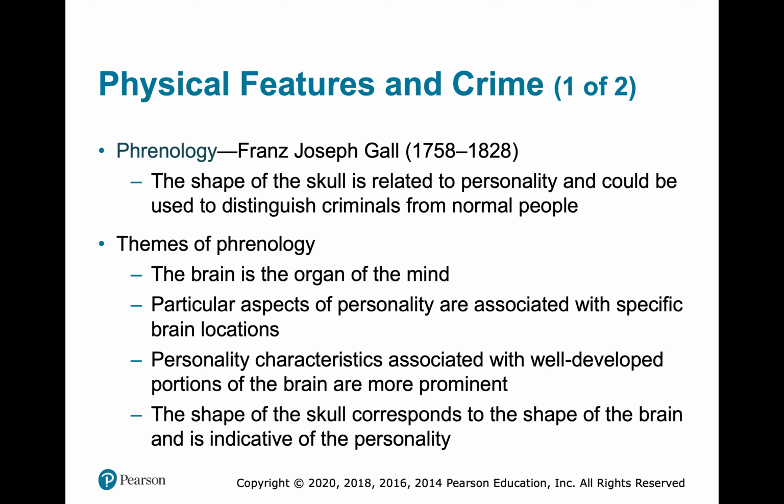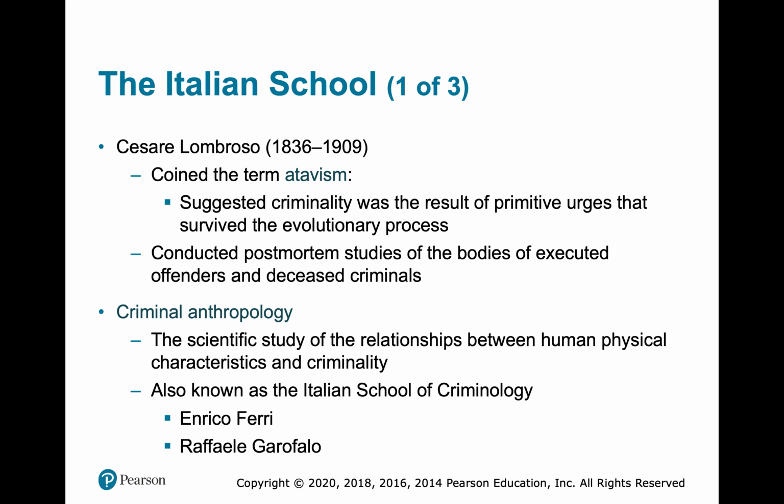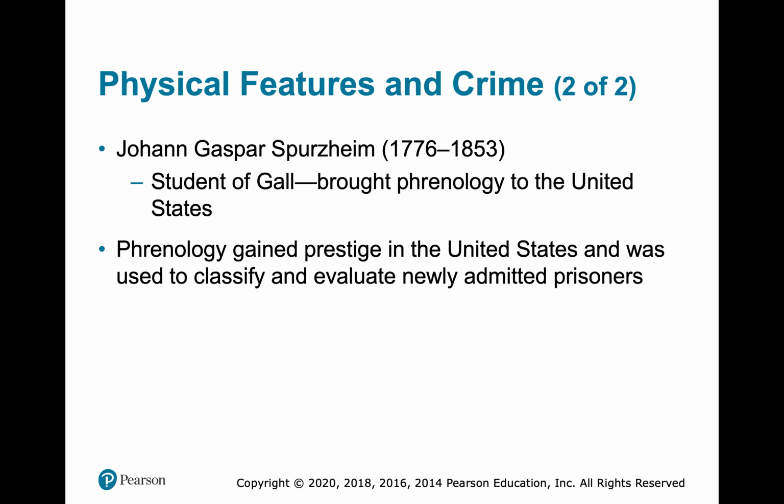Now, the themes here is that the brain is the organ of the mind, and as I mentioned, particular aspects of our personality are associated with specific locations in our brain. Personality characteristics associated with well-developed portions of the brain are going to be more prominent. And then the shape of the skull corresponds to the shape of the brain, therefore revealing to us personality traits. Now, Spurzheim was a student of Gall and brought phrenology to the United States, and then it was used to classify and evaluate newly admitted prisoners.